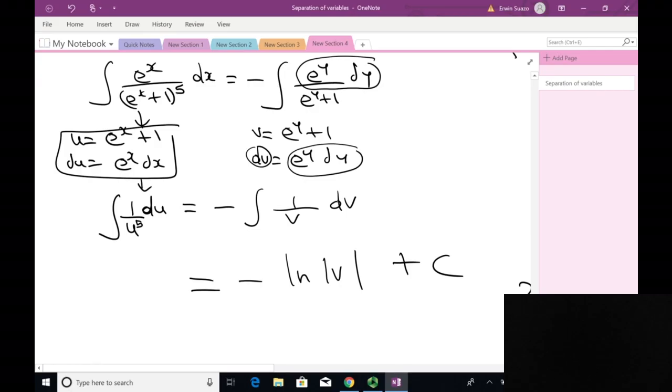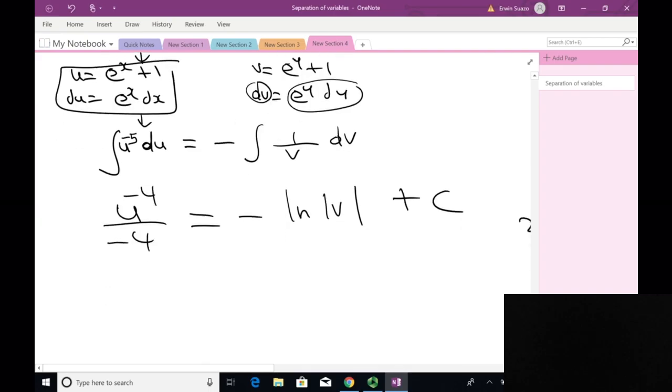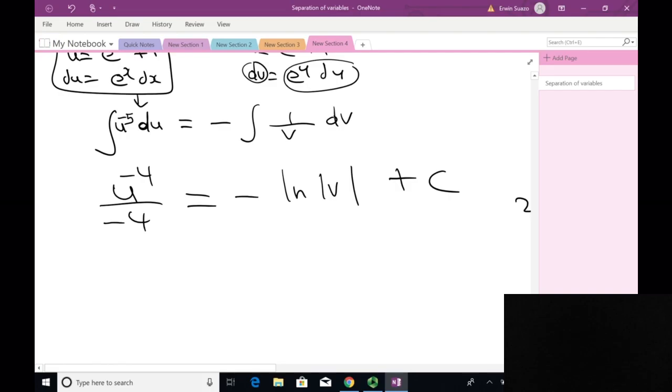And then here this will be 1 over u to the 5. So u to the 5, I can write it like u to the minus 5. What is the antiderivative of that? u to the negative 4 over negative 4. So now probably I want to multiply everything times minus 4. Probably. It's a choice. Maybe you don't have to.